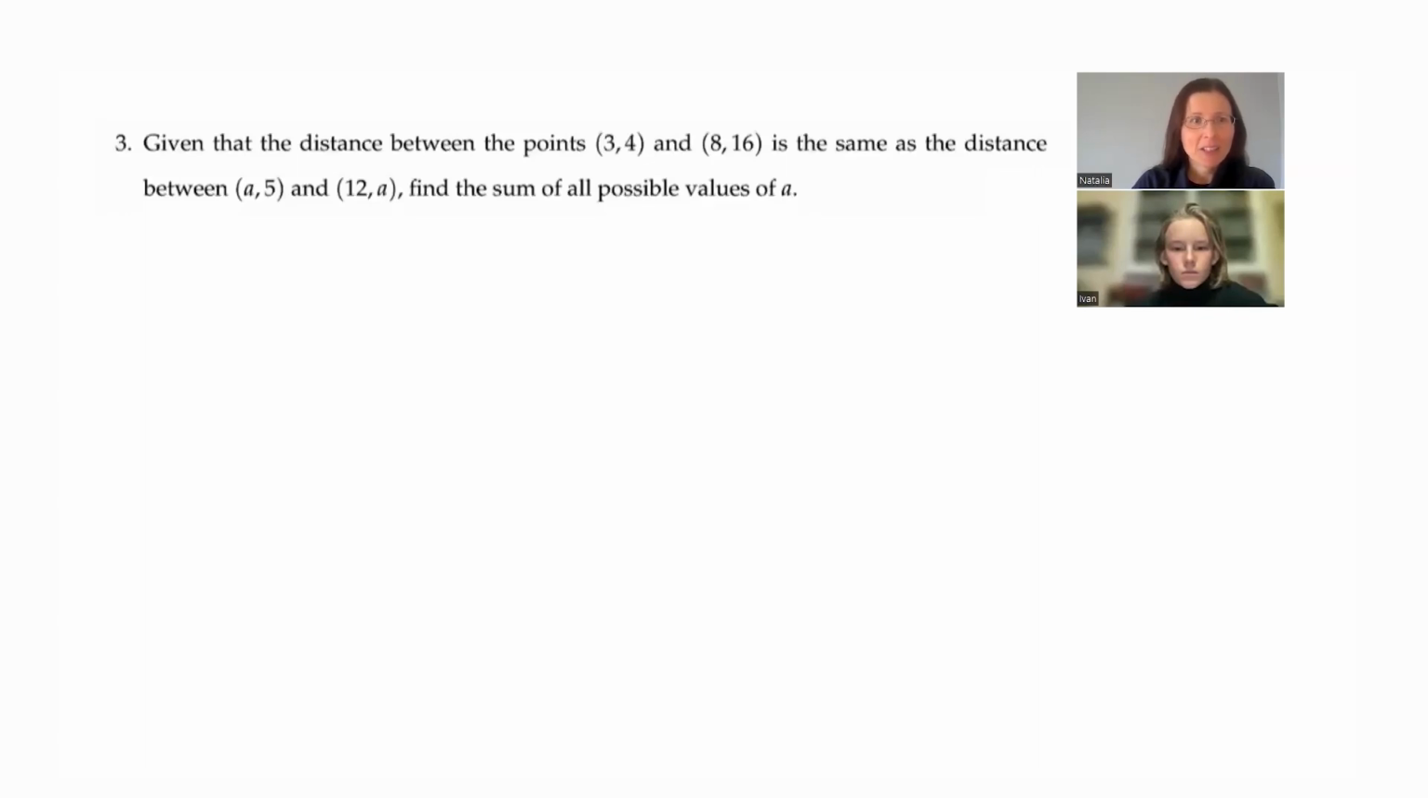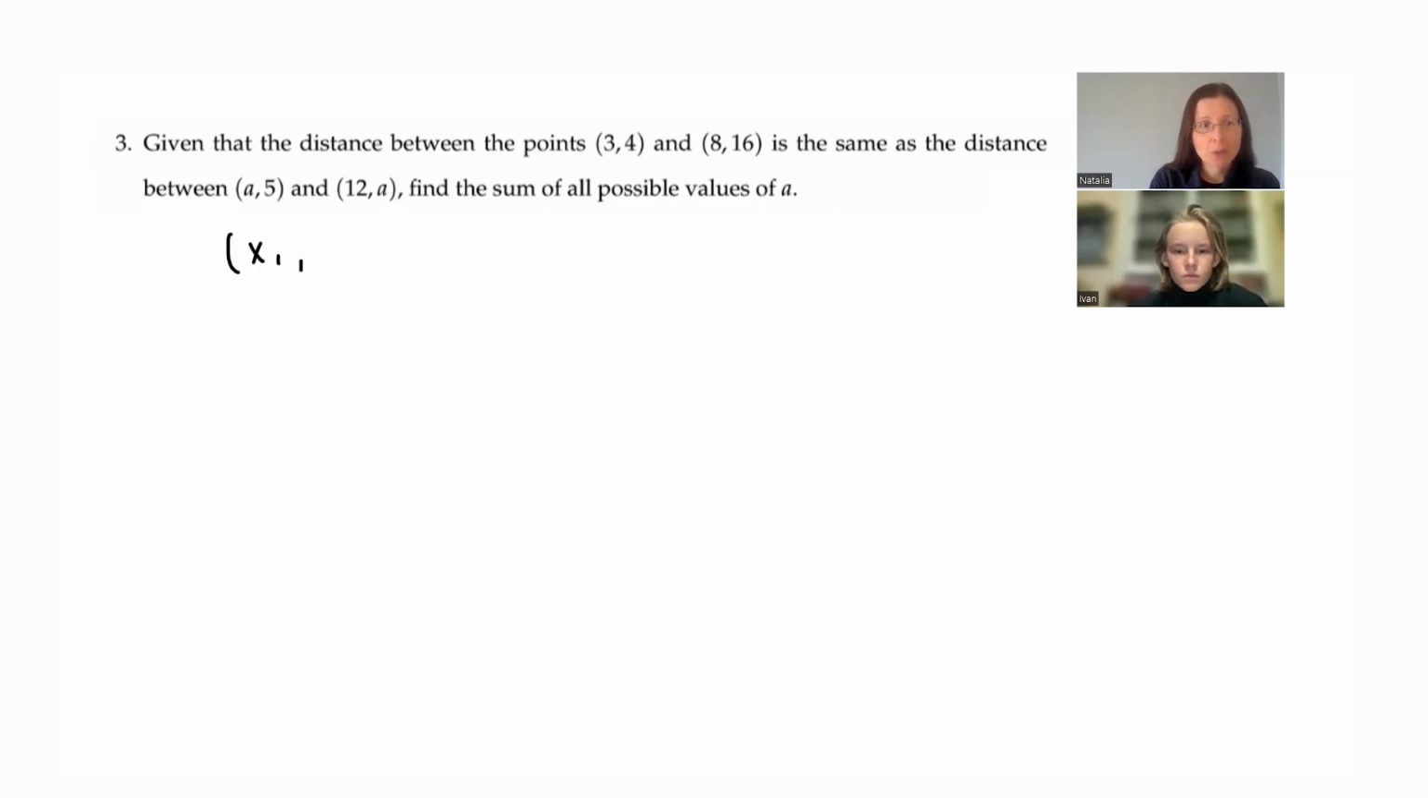Problem 3. Given that the distance between the points (3, 4) and (8, 16) is the same as the distance between the other 2 points with the variable, find the sum of all possible values of a. All right, so we're talking about the distances. It means we will need the distance formula. Let's write it in general.